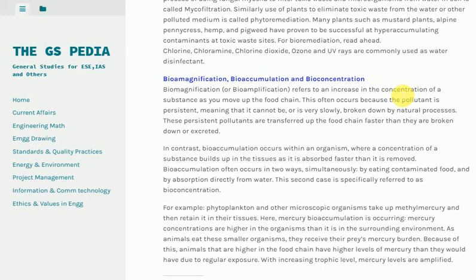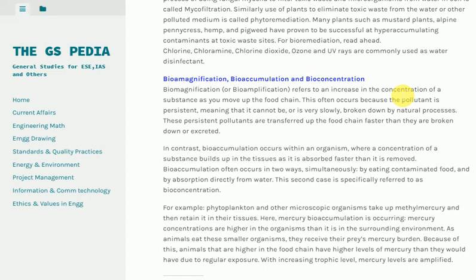In contrast, bioaccumulation occurs within an organism, where a concentration of a substance builds up in the tissues as it is absorbed faster than it is removed. Bioaccumulation often occurs in two ways: simultaneously by eating contaminated food, and by absorption directly from water. This second case is specifically referred to as bioconcentration.